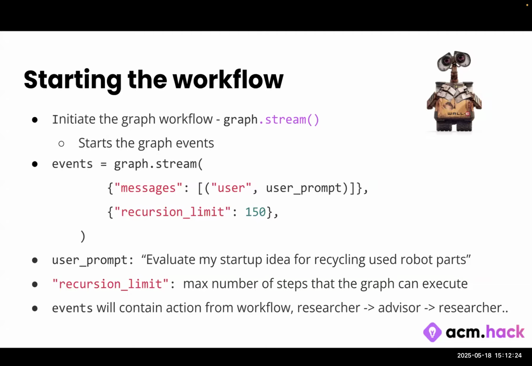And then after the graph is finished running, so after graph.stream is finished going through the entire agent workflow, the events variable right here will contain actions from our workflow. So for example, if we went from researcher to advisor to researcher to advisor, it'll have all those elements stored in it, so we can parse through them and figure out which one was our final answer.